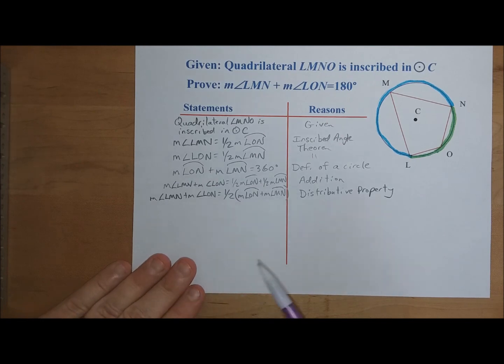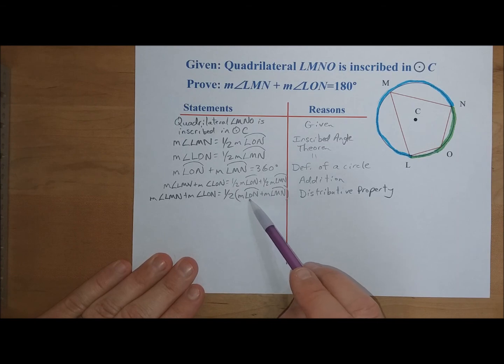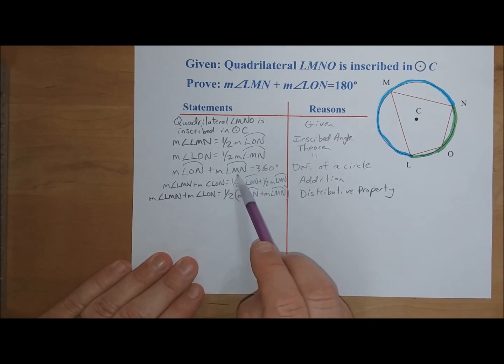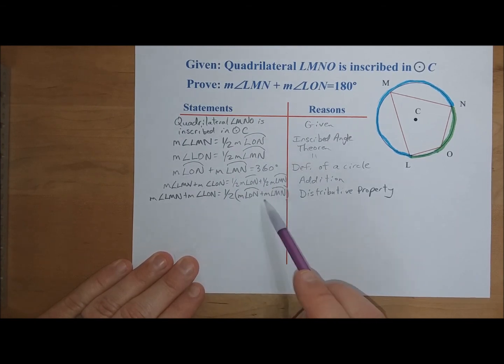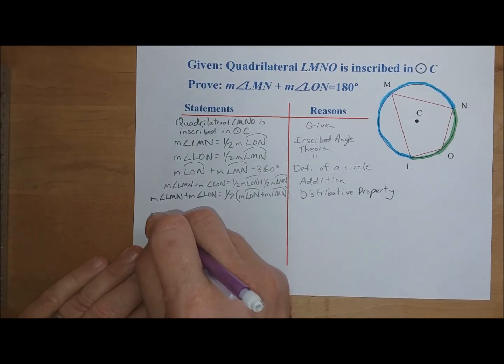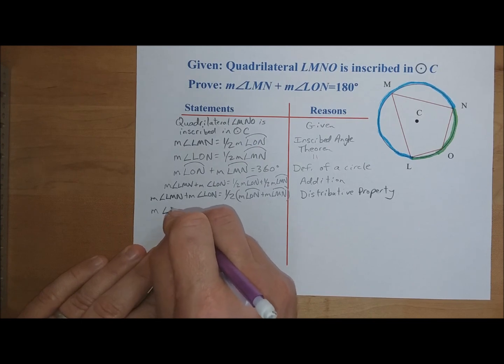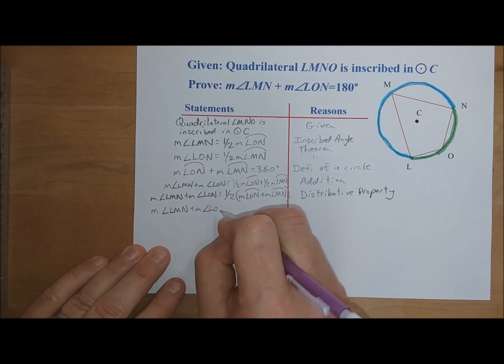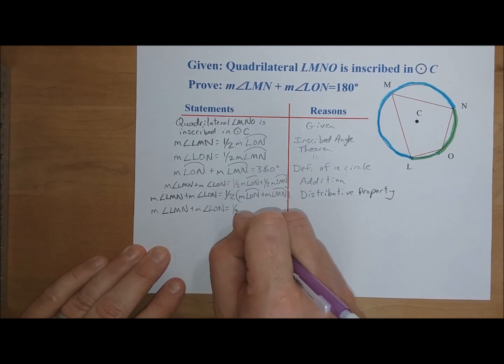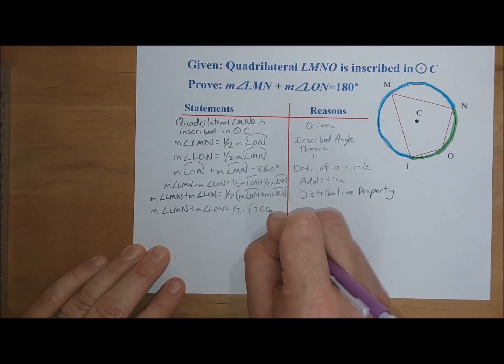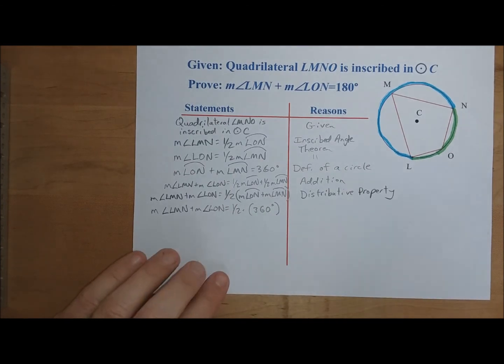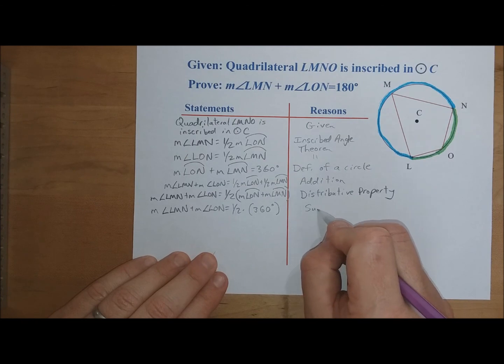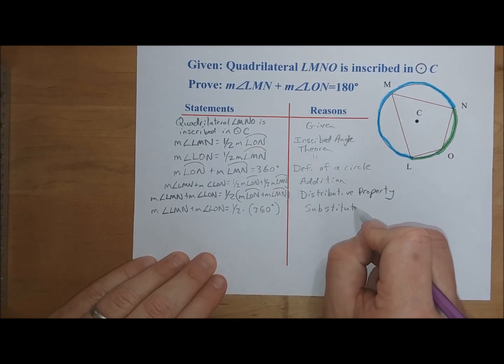Good. Now, look at this. That looks suspicious. The measure of arc LON plus the measure of arc LMN we figured was equal to what? Those two arcs together add up to 360, a full circle. So can we go ahead and substitute that in there? And get the measure of angle LMN plus the measure of angle LON equals 1/2 times 360 degrees. Hopefully you see where we're going with this. We just did a substitution there, right?